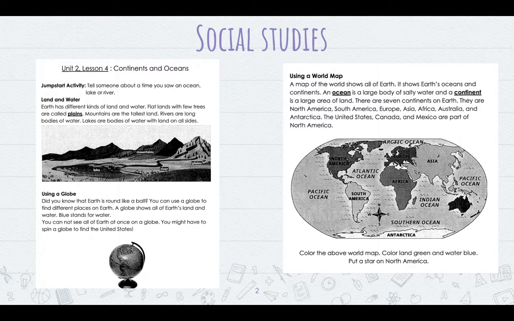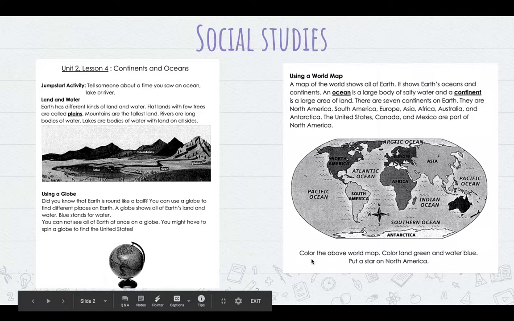Maybe some of you have been to the beach before and you've been swimming in the ocean, or you've been swimming in a lake or a river. You could talk about that time. And then you're going to go ahead and read about the land and water on our Earth, okay? And then you're going to use this world map to take a look at the 7 continents.